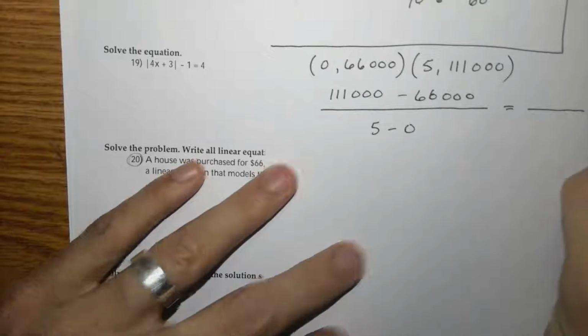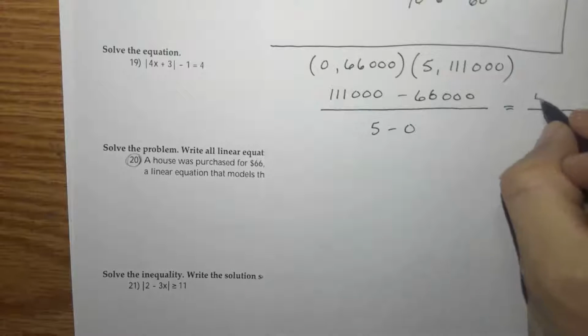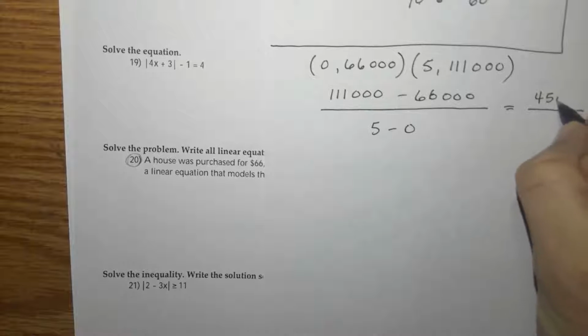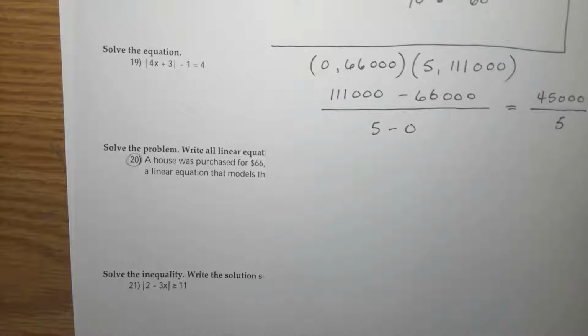So we get 45,000. We do that math. It's over 5. 45,000 divided by 5 is 9,000.